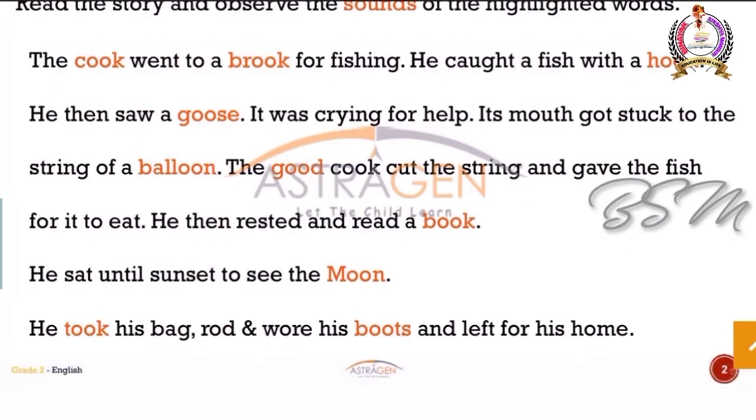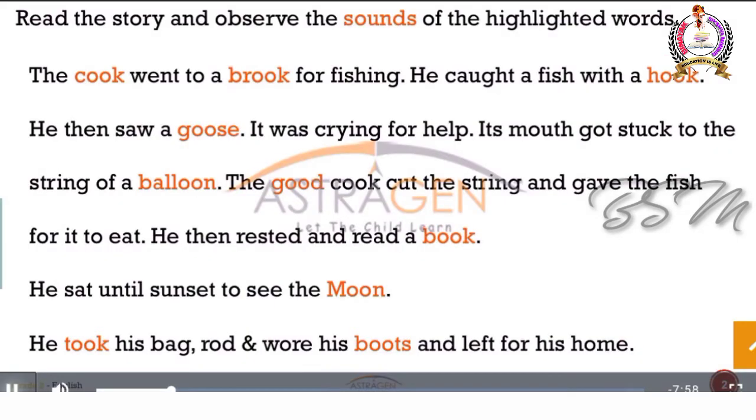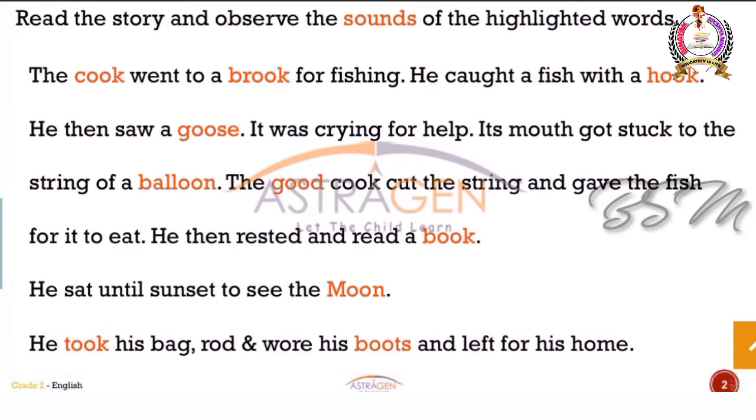Let's read the story, and while you read the story, look and observe and hear carefully the sounds that the words in orange make. The cook went to a brook for fishing. He caught a fish with a hook. He then saw a goose. It was crying for help. Its mouth got stuck to the string of a balloon. The good cook cut the string and gave the fish for it to eat. He then rested and read a book. He sat until sunset to see the moon. He took his bag, rod, and wore his boots and left for his home.